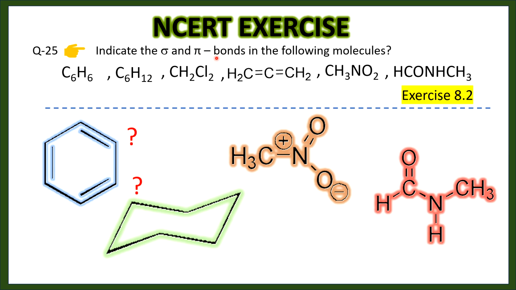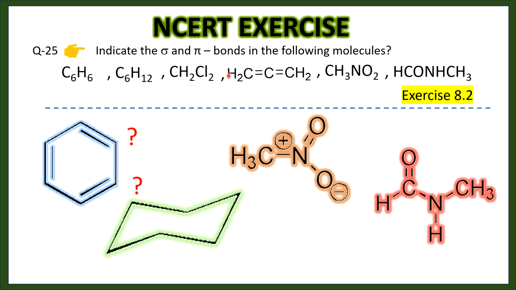Another question, indicate the sigma and pi bonds in the following molecules. C6H6 means benzene, but we need to consider the CH bonds here, all these 6 corners. So total sigma bonds is 6 plus 6, 12, and pi bonds are 3. In case of cyclohexane, 6 CC bonds in the ring and another CH at each corner, 12. So total 18 sigma bonds. CH2Cl2 has 4 sigma bonds, no pi bond.